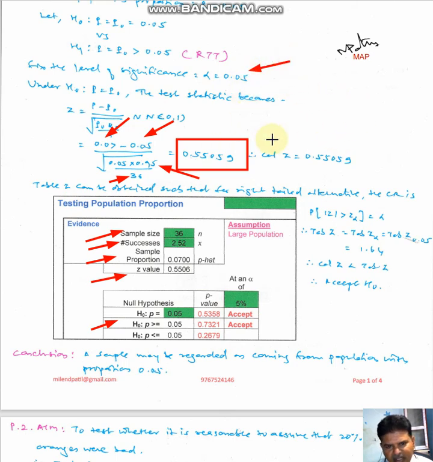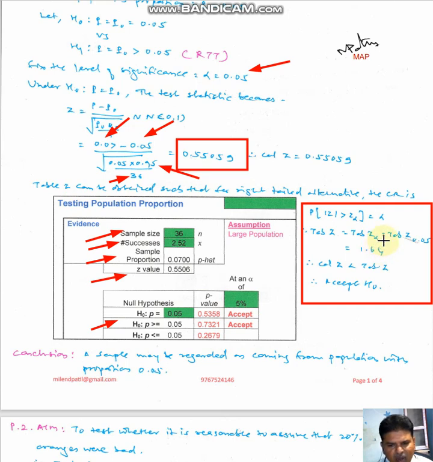Fix the level of significance as alpha equal to 0.05. So I have calculated this value. Now I have to locate the table value. So the table value is located for which one? This is the probability that mod z is greater than z alpha, which is equal to alpha. So table z is table z alpha.